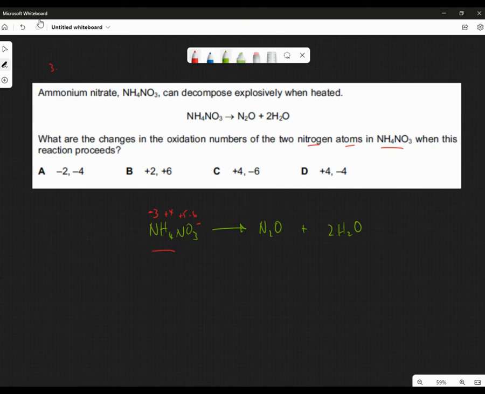So nitrogen exists in two oxidation states on the left. On the right, this is -2 for oxygen, so each nitrogen must be +1. One of the nitrogens has gone from -3 to +1. That's an increase of 4. The other nitrogen from the nitrate has gone from +5 to +1. That's -4. So the answer is D. So the answer is 3D. Hope that makes sense. Let me stop the video.